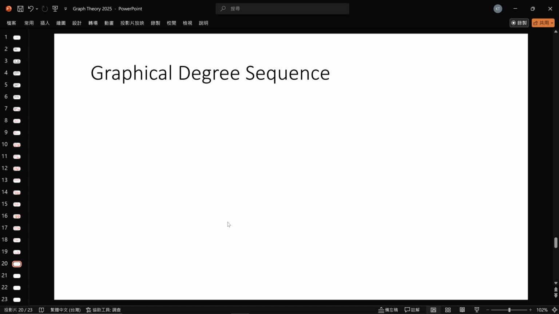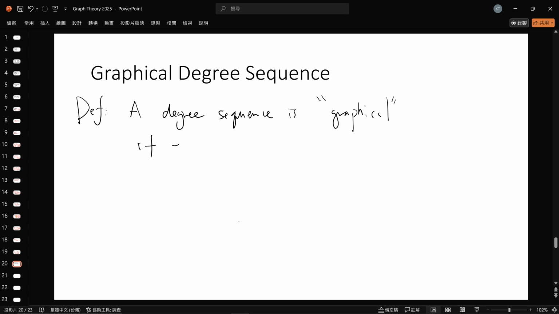So actually, we have a name for this kind of degree sequence where you can find a graph that matches it. We call this degree sequence graphical. A degree sequence is graphical if there's a graph that matches the degree sequence.